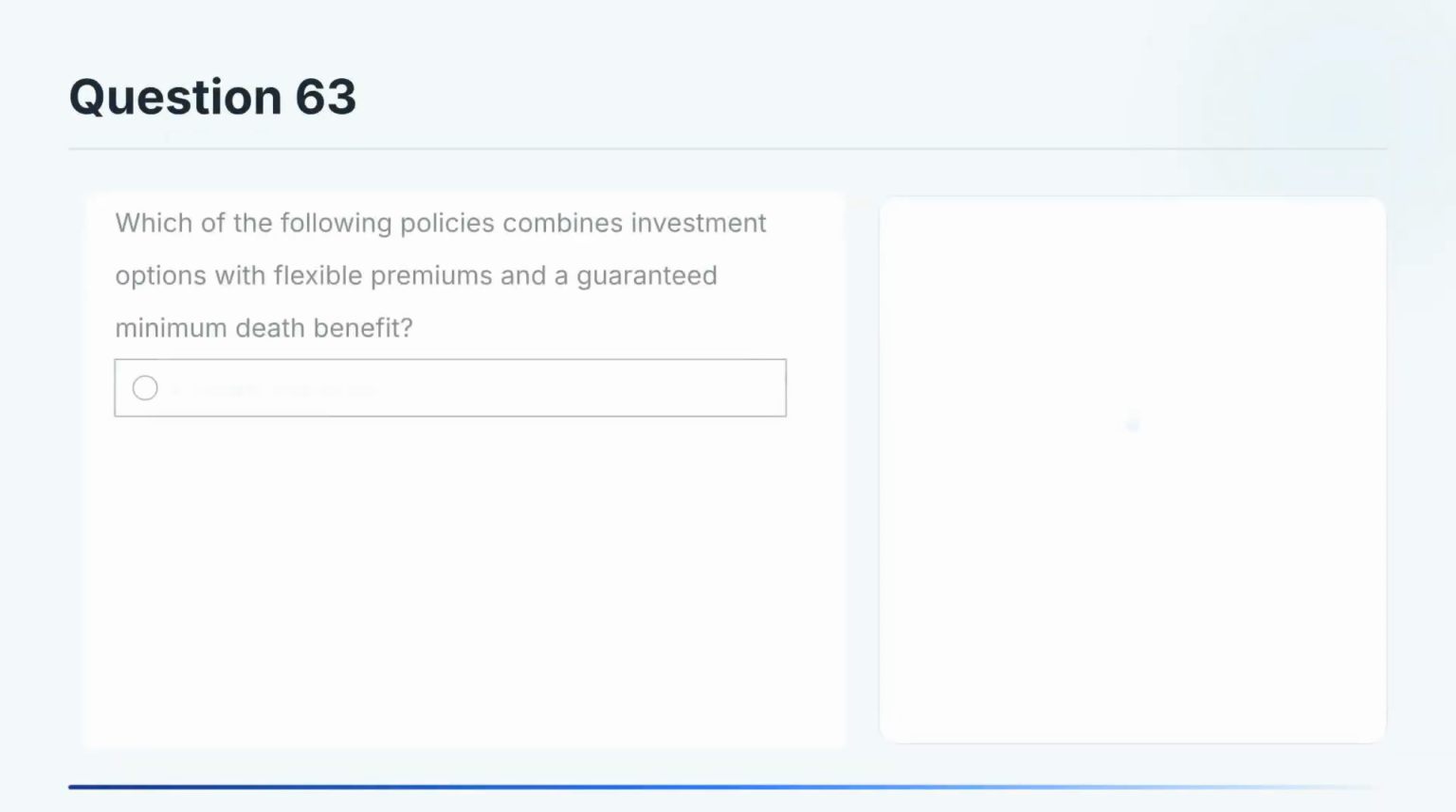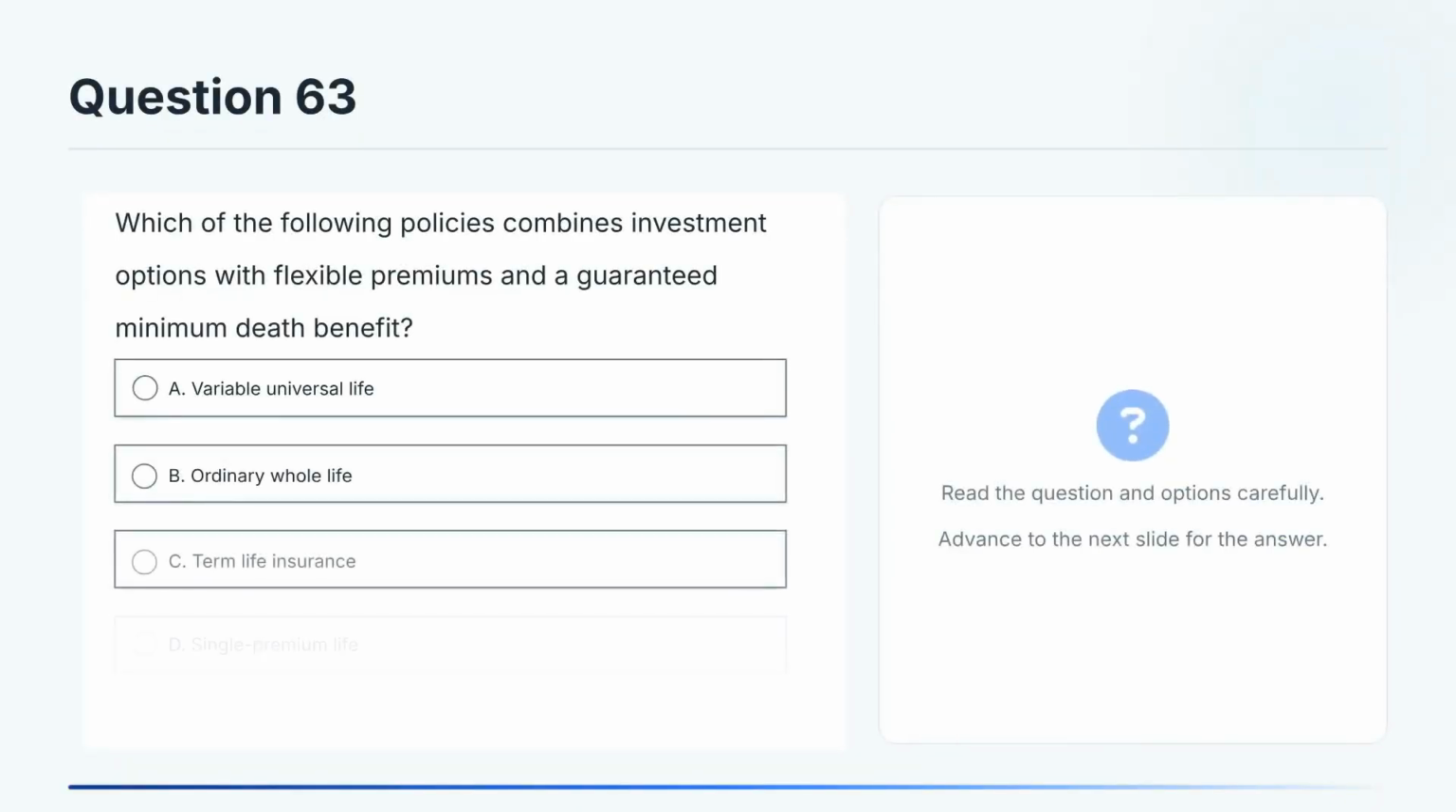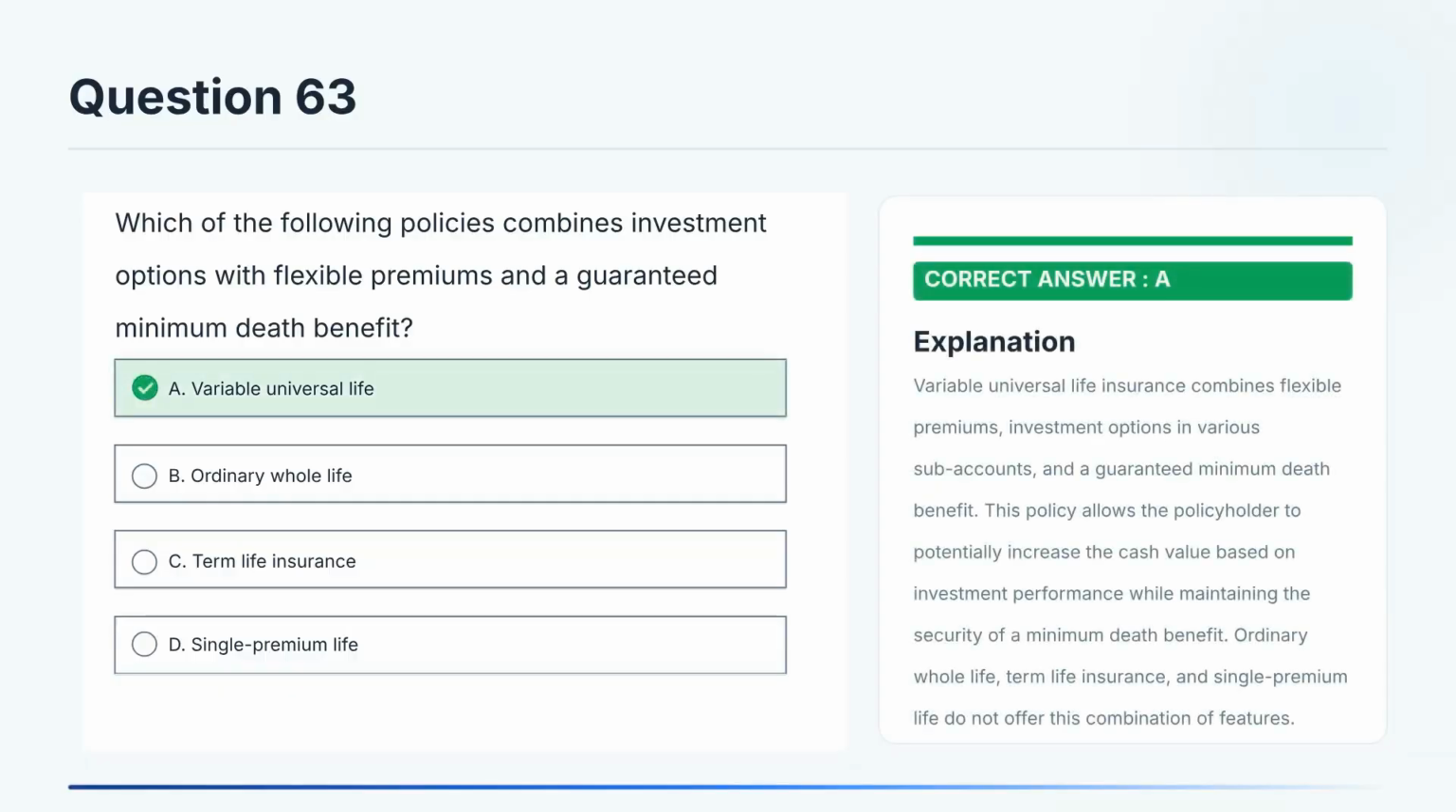Question 63. Which of the following policies combines investment options with flexible premiums and a guaranteed minimum death benefit? A. Variable universal life. B. Ordinary whole life. C. Term life insurance. D. Single premium life. The correct choice is A.